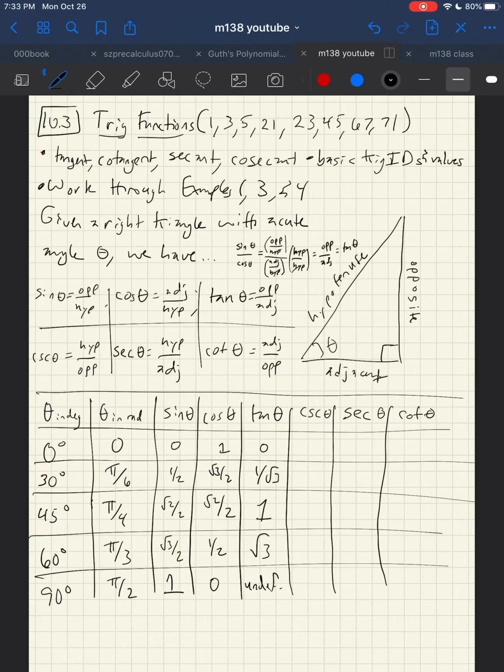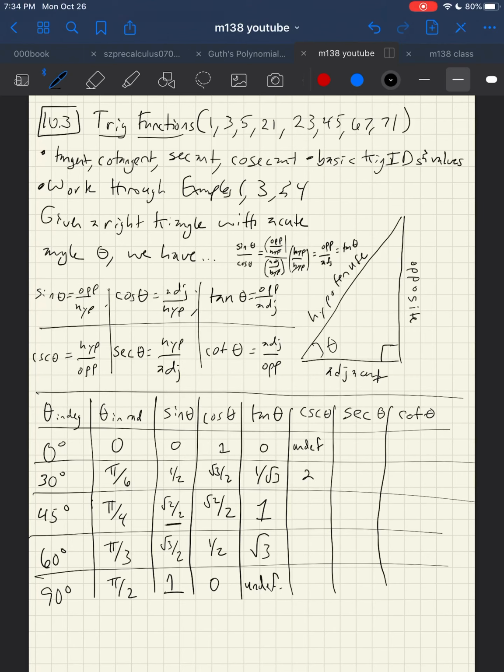Now we notice this relationship that if sine of theta is opposite over hypotenuse, cosecant of theta is exactly 1 over that, right? It's the multiplicative inverse. So to complete the rest of this chart, I just do 1 over the corresponding value of the 3 columns. So 1 over 0, again, here we have undefined. That's 1 over 0. Now 1 over 1/2, that's 2.